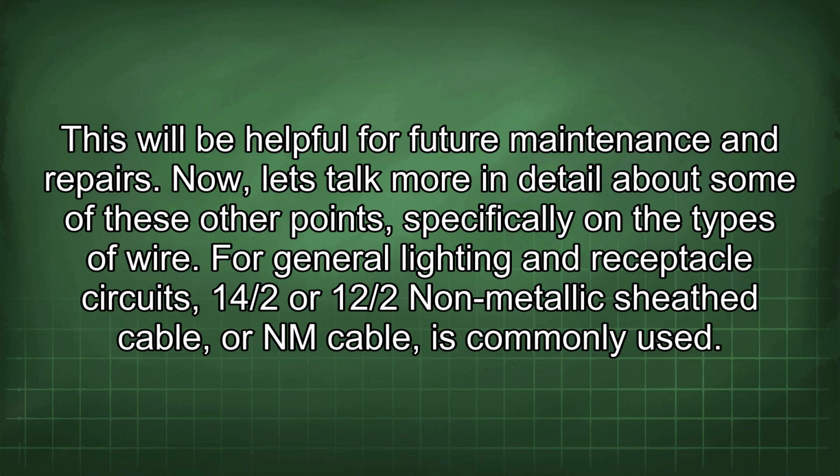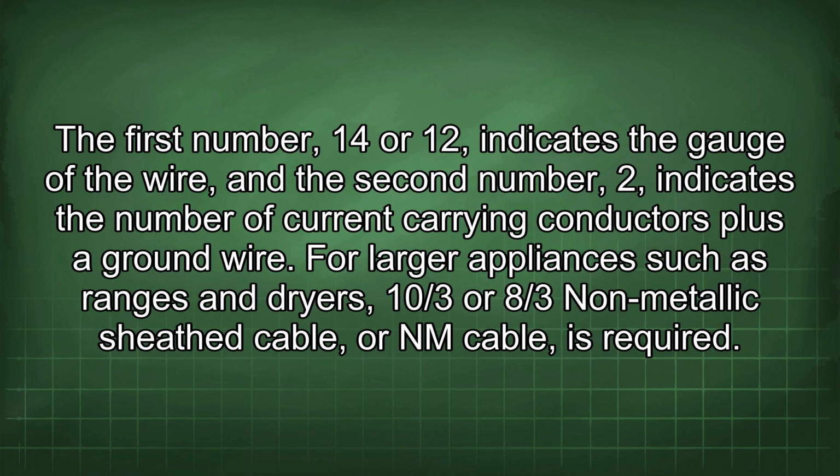Now let's talk more in detail about some of these other points, specifically on the types of wire. For general lighting and receptacle circuits, 14/2 or 12/2 non-metallic sheath cable, or NM cable, is commonly used. The first number, 14 or 12, indicates the gauge of the wire, and the second number, 2, indicates the number of current carrying conductors plus a ground wire.